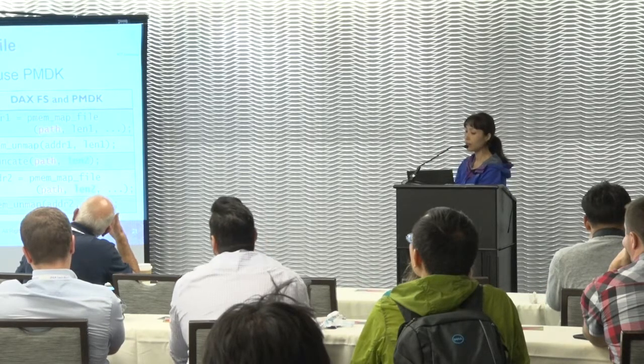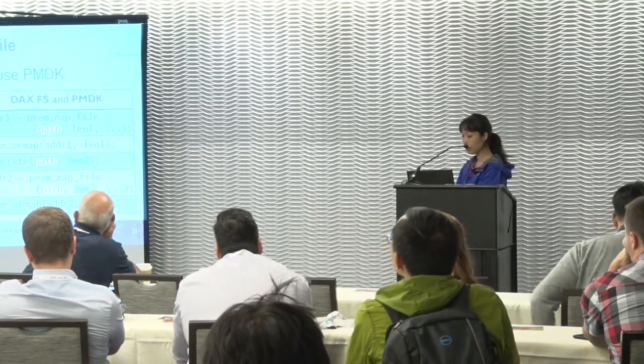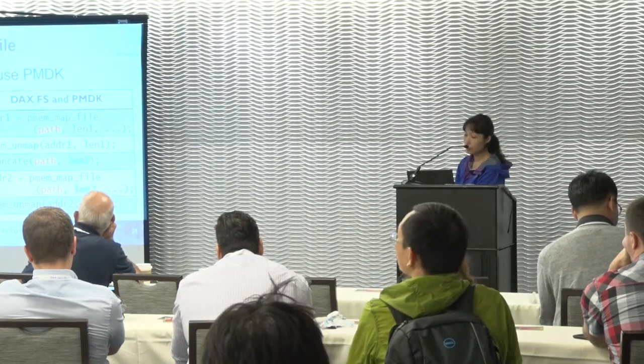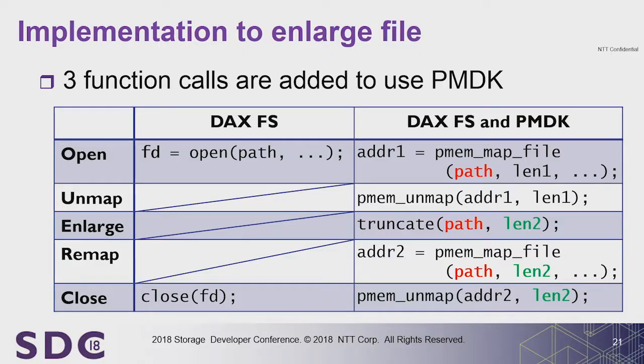Here is how to enlarge a file. On DAX-FS, open syscall and close syscall occur. Then the largest data offset becomes the file size, so the application developer doesn't need to write the truncate syscall in the source code. On the other hand, on DAX-FS with PMDK, pmem_map_file, the truncate syscall, pmem_map_file, and pmem_unmap occur. Three function calls are added to use PMDK. These three functions become overhead.